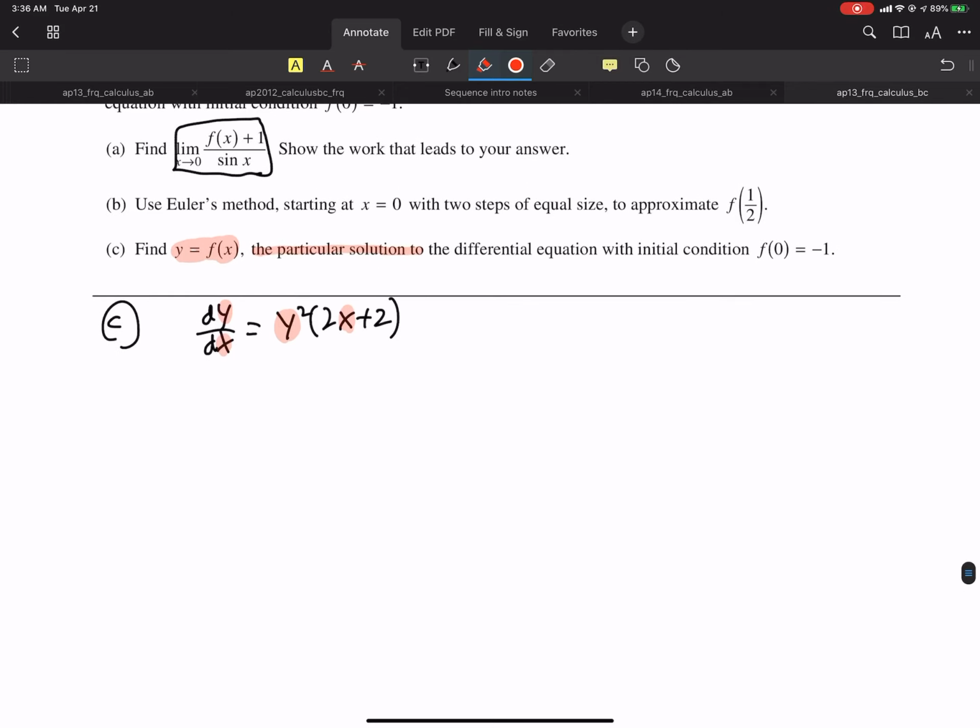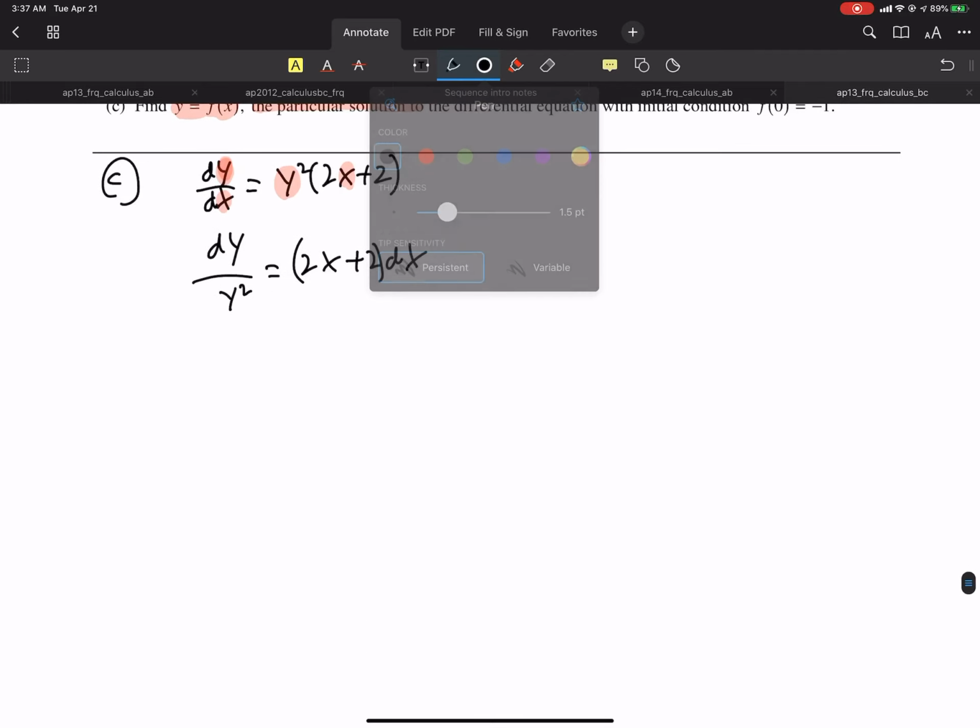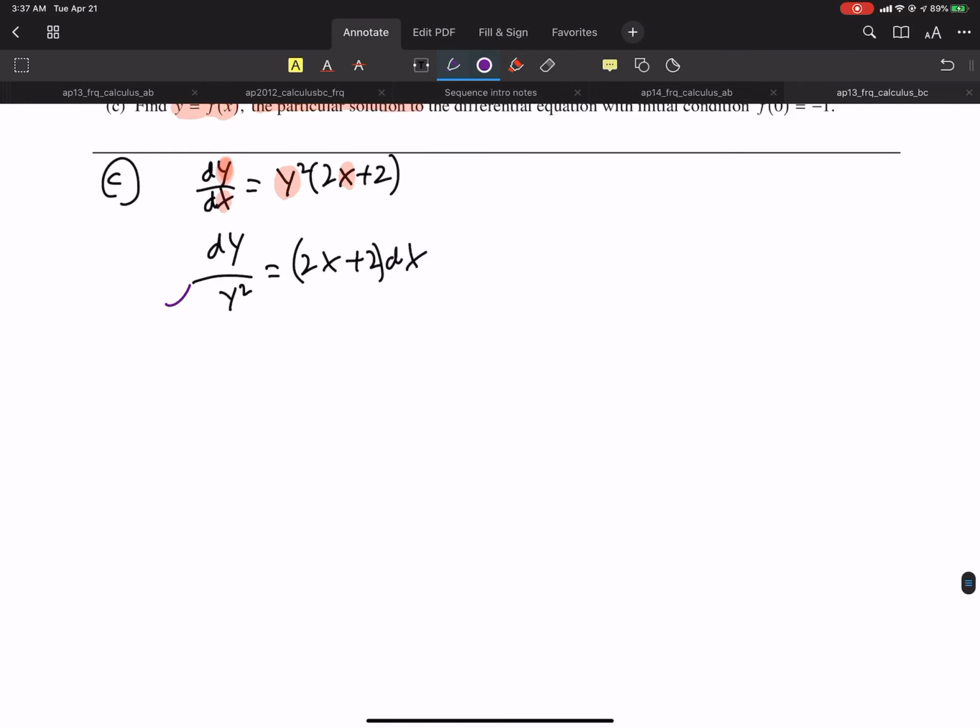So you have to realize when your function appears on the right, the top's your function, bottom's your variable, you have to separate your variables. So we're going to get the y squared on the left, and we're going to get the dx on the right. Look at that. We got 1 point just for that. Next, we want to integrate both sides.